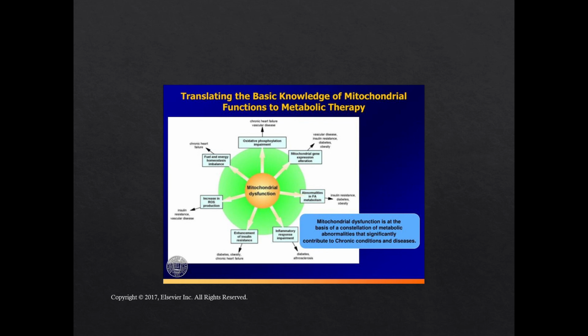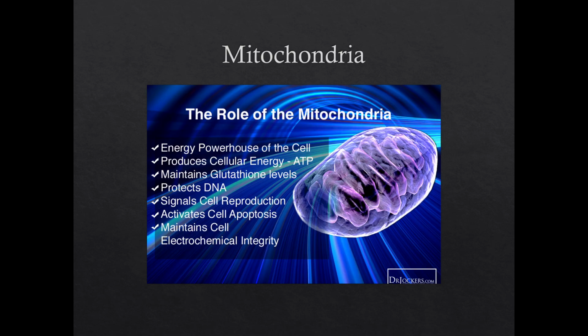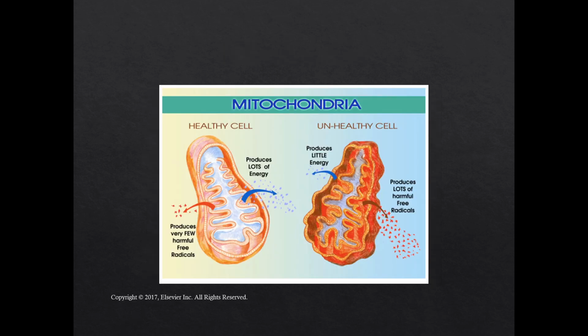So we know that mitochondrial dysfunction is linked to a series of problems: oxidative stress and increased reactive species production, but also congestive heart failure. And so we know that the mitochondria is the powerhouse. It helps with DNA production, helps with ATP, and it maintains the cell's electrochemical integrity, right? And so a good cell and a bad mitochondria, this is what they would look like.